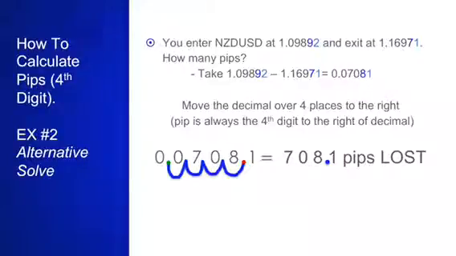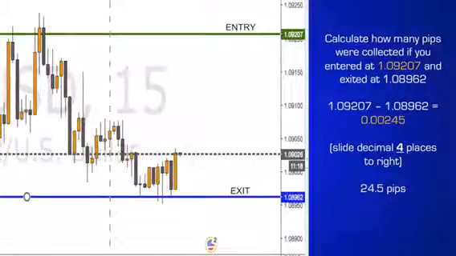So I just showed you 2 different ways that you can calculate pips. Now let's actually put it in action, because most of us aren't going to be looking at numbers like this. We're going to be looking at the chart. Why am I having you calculate pips like this?